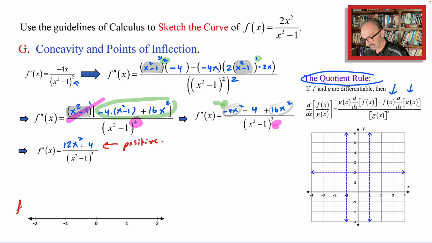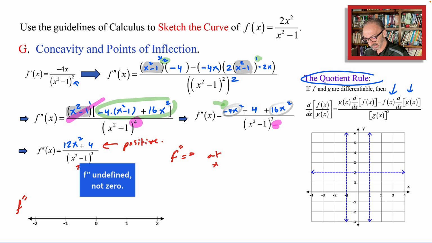And we need the sign of the second derivative. That's the line down below. Here, the second derivative will be 0 if x to the second minus 1 is 0. But that is x equals negative 1 and x equals 1. So here, let's say, f double prime will be 0 at x equals 1 and at x equals negative 1.